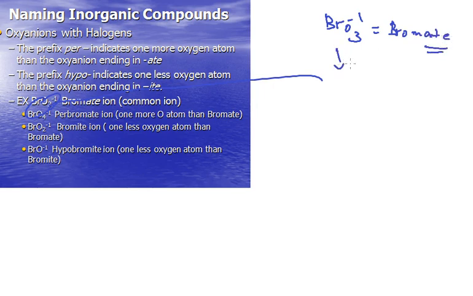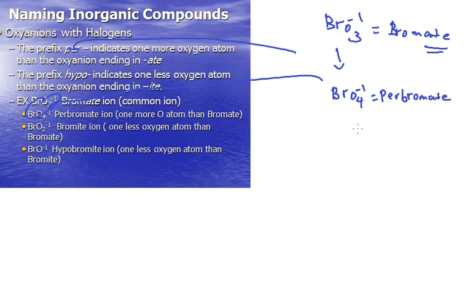Then you have options here. We use a prefix per if you add 1 more oxygen. Per is always a sign of adding more. So let's say we have BrO4 minus. Everything is not changed, but you're going to use a prefix per. You say perbromate.